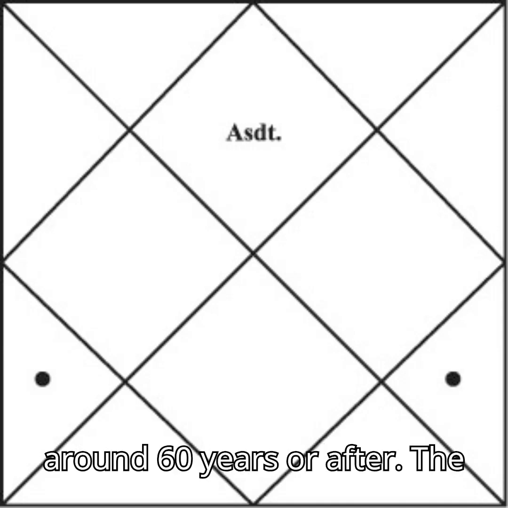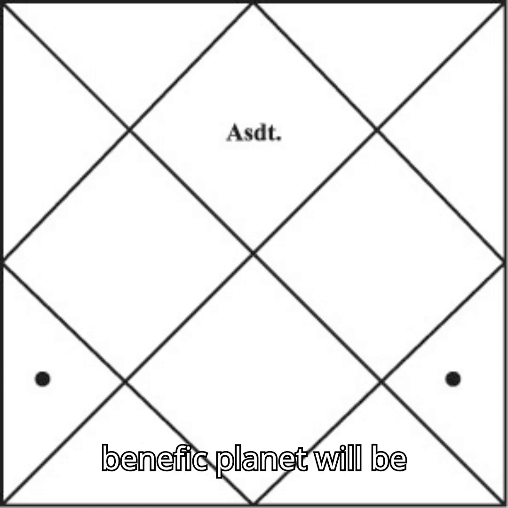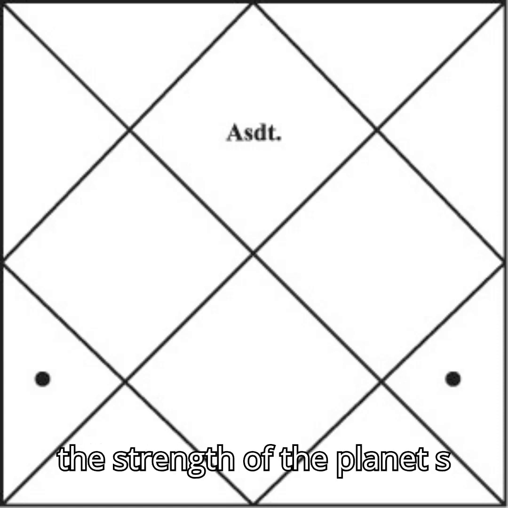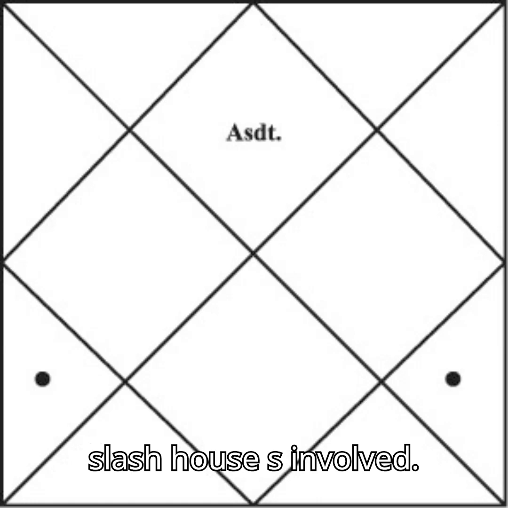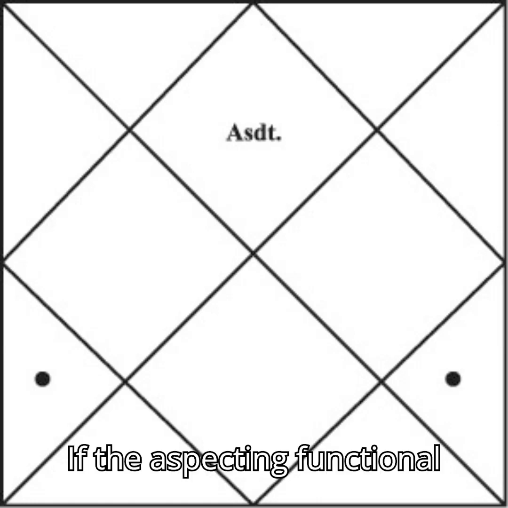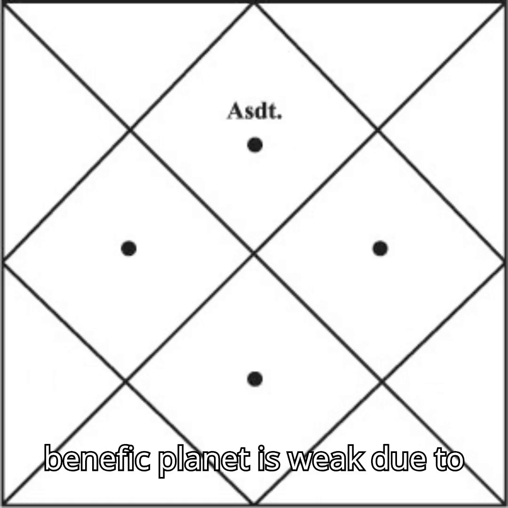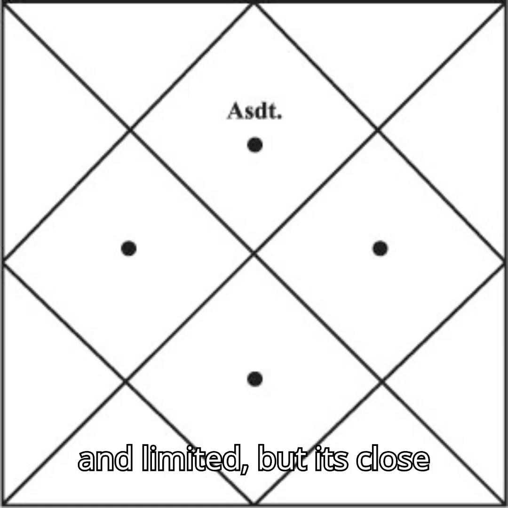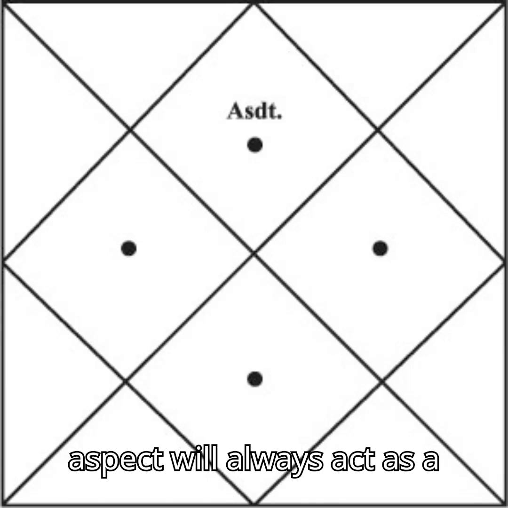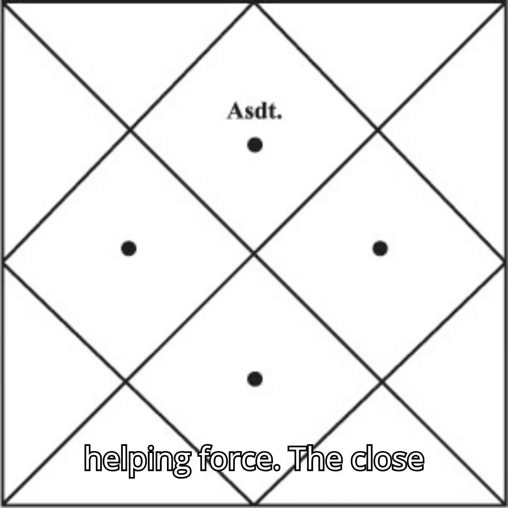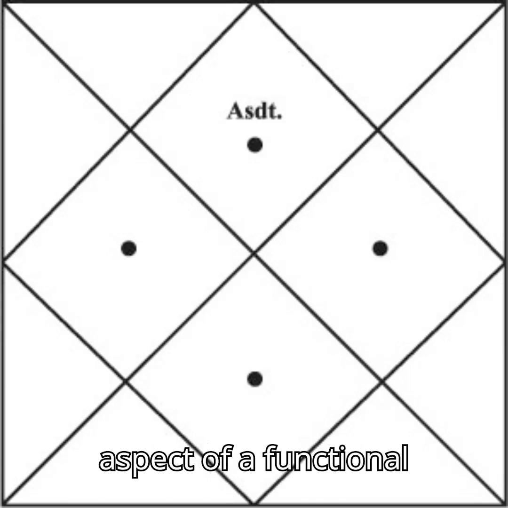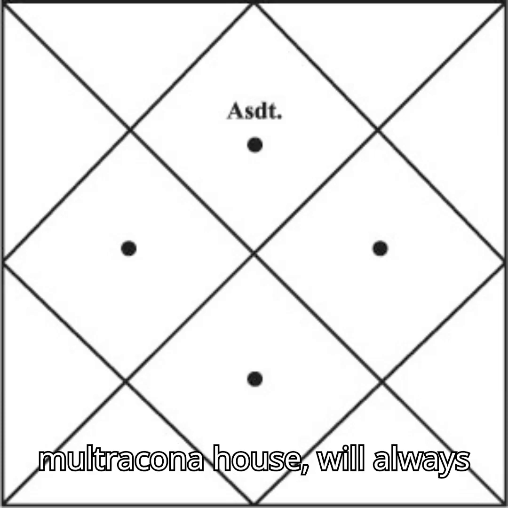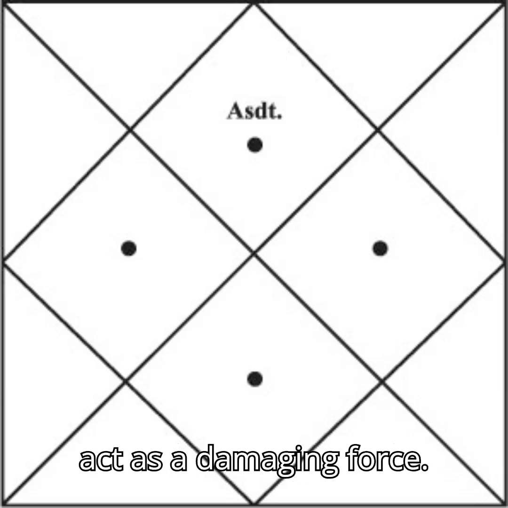The aspect of a functional benefic planet will be effective corresponding to the strength of the planet's/house's involved. If the aspecting functional benefic planet is weak due to any reason including debilitation, its effectiveness will be weak and limited, but its close aspect will always act as a helping force. The close aspect of a functional malefic planet, except on the most effective point of its Moolatrikona house, will always act as a damaging force.